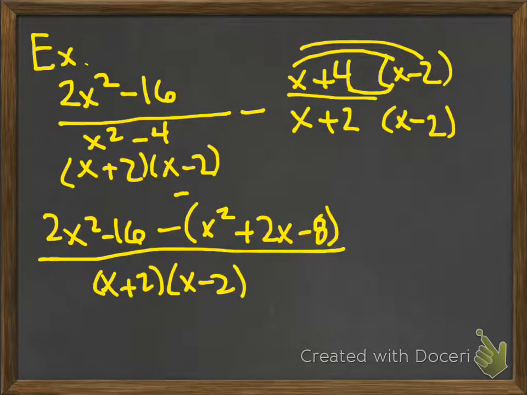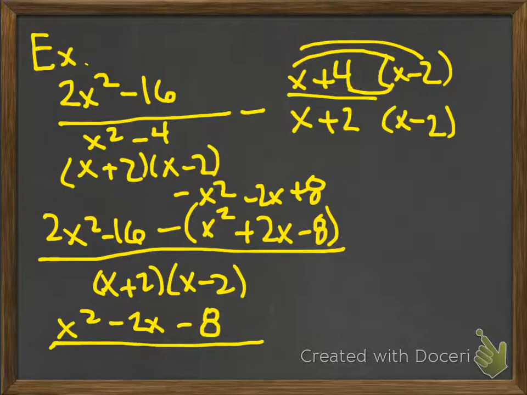Distribute your negative, and you're going to have negative x squared minus 2x plus 8. And so I'm saying 2x squared minus x squared is x squared. Negative 2x, and negative 16 plus 8 is negative 8. All of that is over x squared minus 4, or (x plus 2) times (x minus 2).